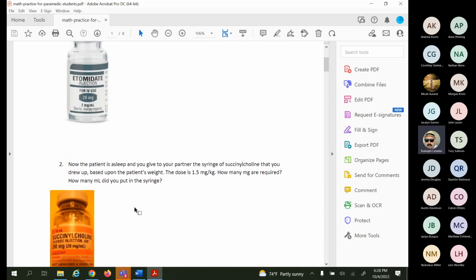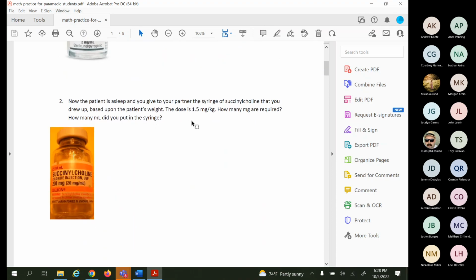Okay, let's go down to number 2. Same patient. Now the patient is asleep. You give your partner the syringe of succinylcholine that you drew up. Based upon the patient's weight, the dose is 1.5 milligram per kilogram. How many milligrams are required? Remember the same patient, so we're still at the 80 kilos. 120. Okay, 80 times 1.5 equals 120.